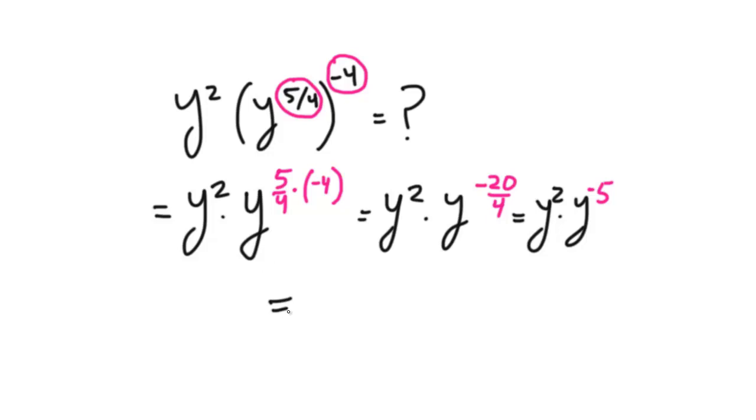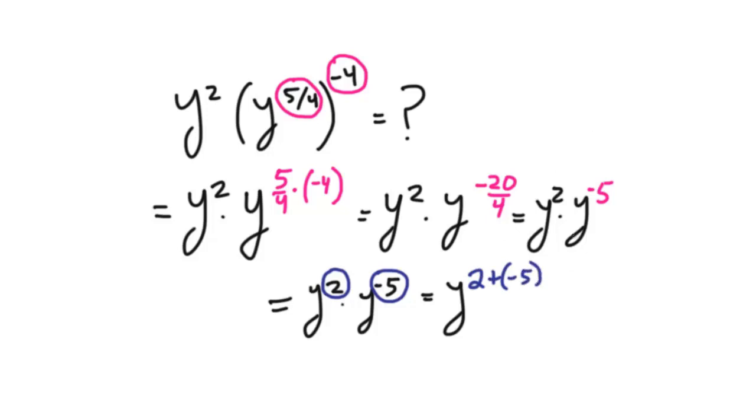Okay, so now we're ready for this. Here we have y squared and y to the -5, so let's just recopy it over here. When you multiply powers with the same base, you take the 2 and you add it with the -5. So now this will give me y raised to the 2 plus a -5, which finally gives you y to the -3 power.